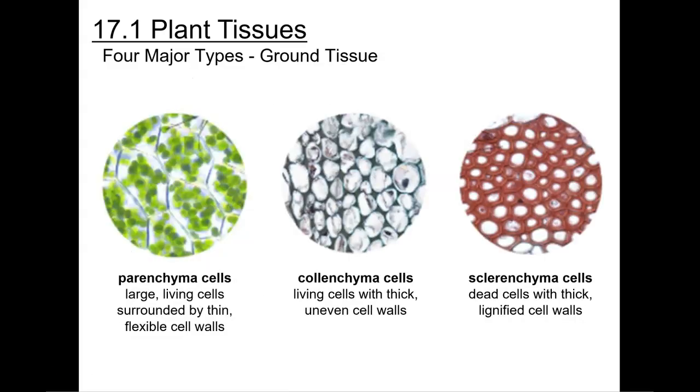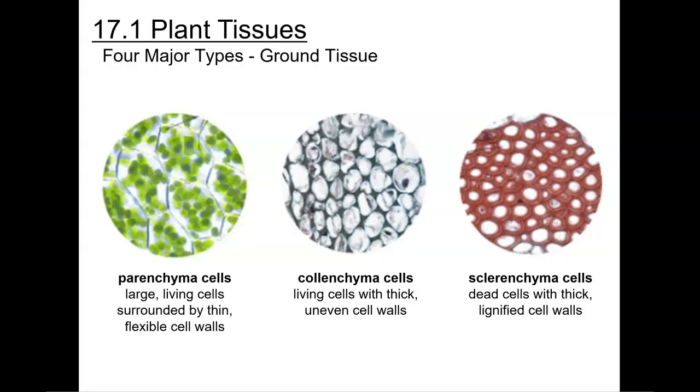So in this picture, you can see a visual representation of each of these cells. With the parenchyma cells, you're going to see your cells that have the flexible cell walls. Inside each one of those little green pieces is a chloroplast, so they are actively performing photosynthesis. In the middle, you have your collenchyma cells. These are living cells that have those thick cell walls, and notice how uneven they are. They're not the same like the ones you see over on the left-hand side.